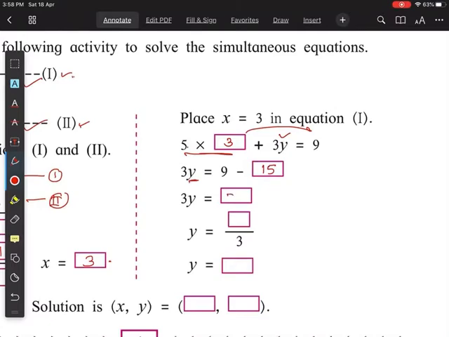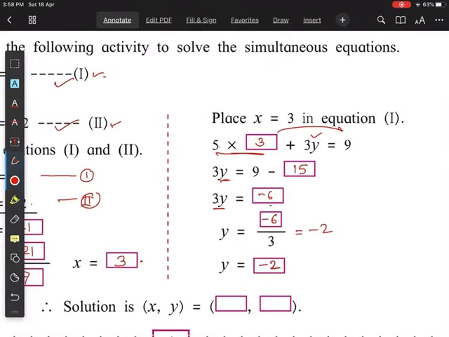minus 6. So y is equal to minus 6 upon 3. How? 3y, so this 3 will go for division here. 3 ones are 3, 3 twos are 6. So the answer will be minus 2. So the y value is minus 2. While writing the solution you have to write always x first and then y. So minus 3 comma minus 2 is the solution.